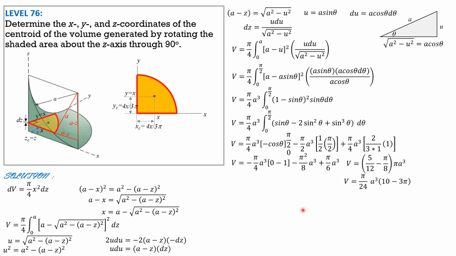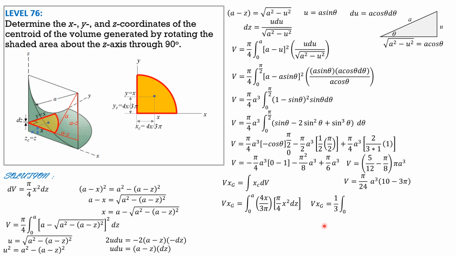Simplifying further, it is pi over 24 a cubed quantity 10 minus 3 pi. So that's the expression for volume. Then by Varignon's theorem, volume times x sub g equals the integral of x sub c dV, where x sub c is 4r over 3 pi, so 4x over 3 pi. So volume times x sub g equals integral 0 to a of 4x over 3 pi, dV is pi over 4 x squared dz.